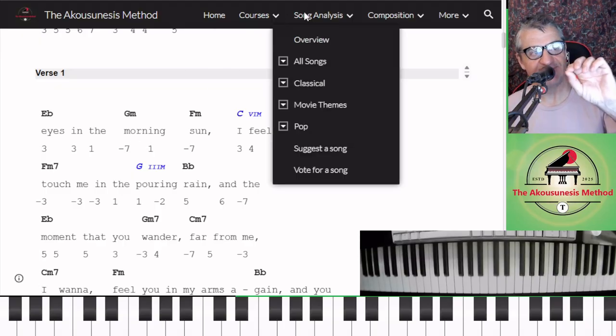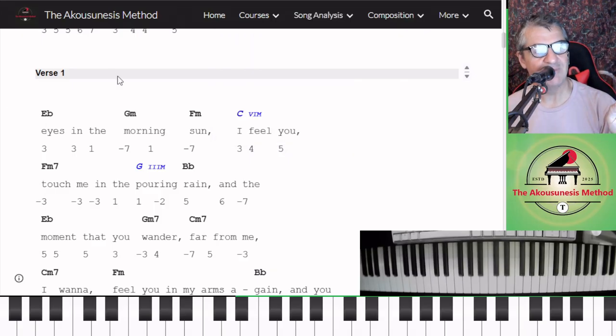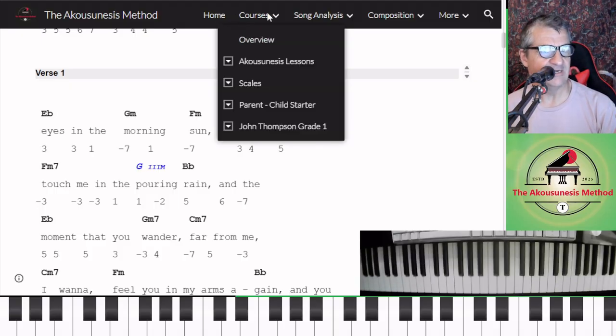But the formula will help you come up with interesting chord sequences, right? And things that will come out of key, and they'll come out of key in a nice, interesting, pleasing way. And I highlight it with all my song analyses. I highlight everything that comes out of key. There's a lot to take in with the Akousunesis method.